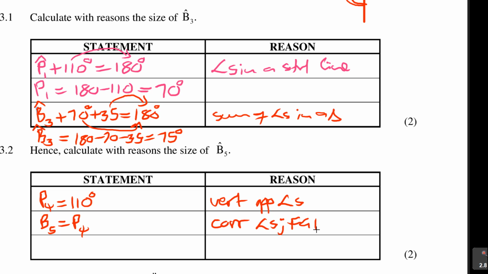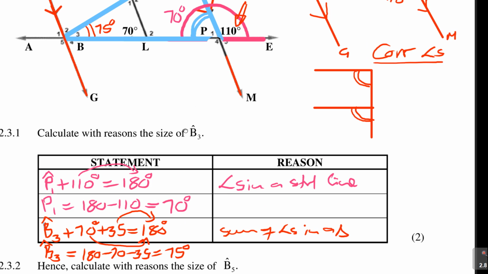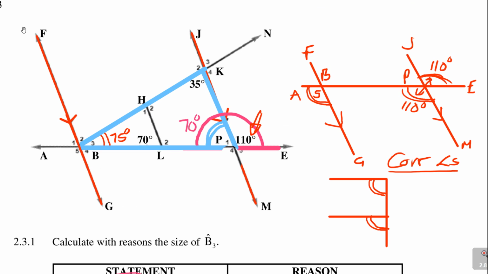FG is parallel, this is the sign for parallel, to JM. Always remember, when you say corresponding angles, give us the pair of parallel lines. This statement that I gave you is very important, NB. Tell us, yes, it's corresponding, but which parallel lines are you using? Because sometimes you find that there is more than one pair of parallel lines. There are the parallel lines FG and JM.